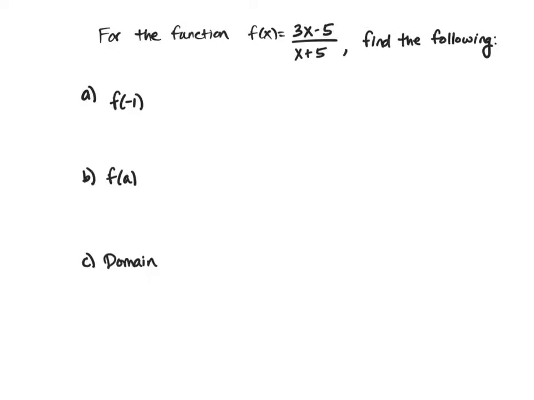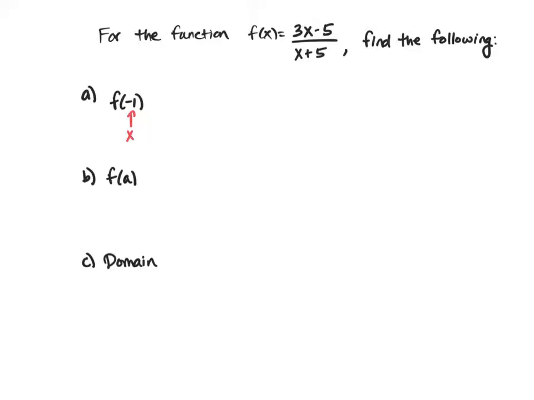Here we want to look at how to evaluate a function as well as find its domain. So given the function f of x equals 3x minus 5 all divided by x plus 5, first let's look at how to find f of negative 1. What this is telling us to do is to take whatever value is inside of the parentheses and use that to replace the x in our original function.